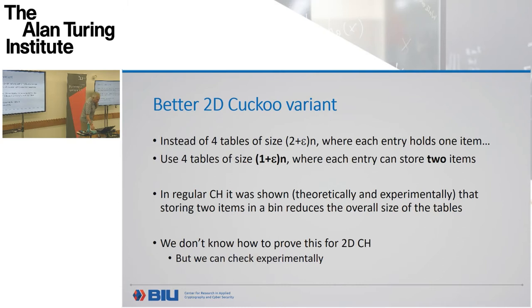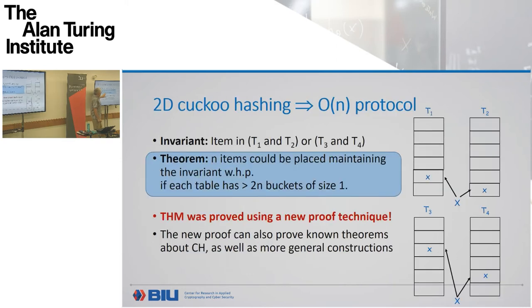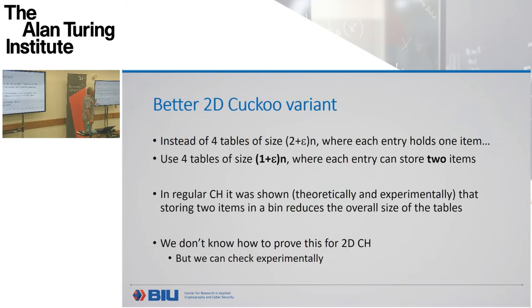So actually we can do a little better. Here the theorem was proved for a table of size 2n, each table of size 2n, and each entry can hold one item. We can actually do better. Instead of looking at a table of size 2n, we look at a table of size n, but each bin in the table will be able to store two items. So the total size will be the same. Instead of a table with 2n entries of size 1, we'll have n entries of size 2. So the total size will still be 8n.